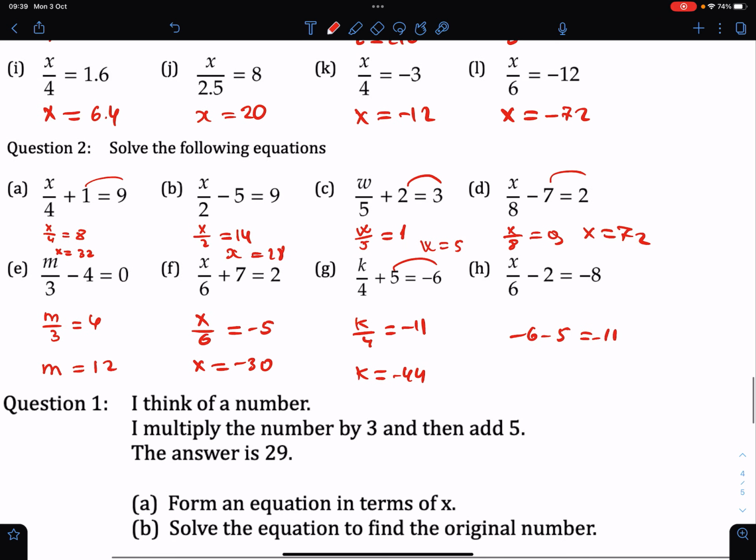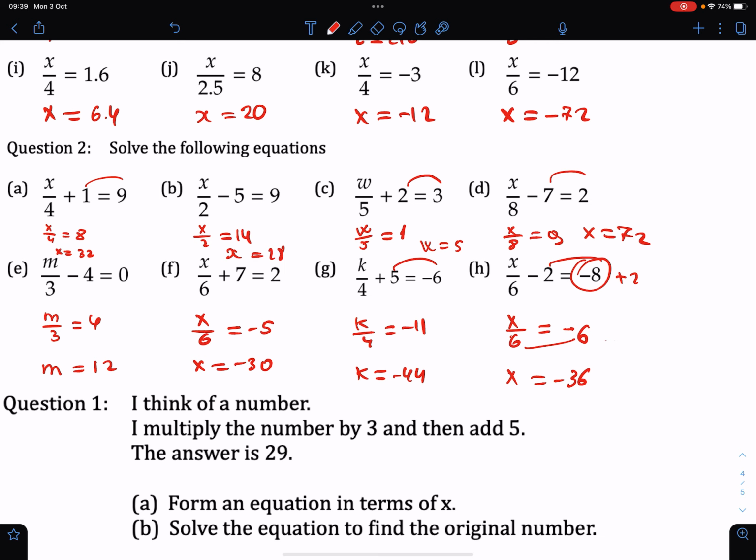Okay, and the last one, Albara, x over 6 equals minus 7 plus 6, right? Because it's going to be plus 6 over here, that gives us minus 1. So that means x equals? No, multiply. Minus 6, yes?